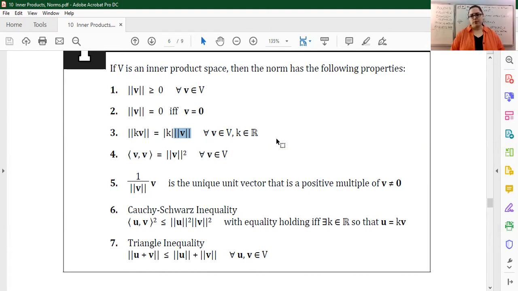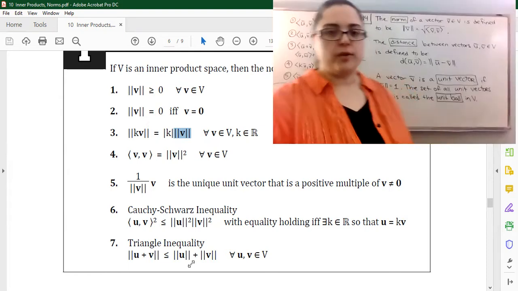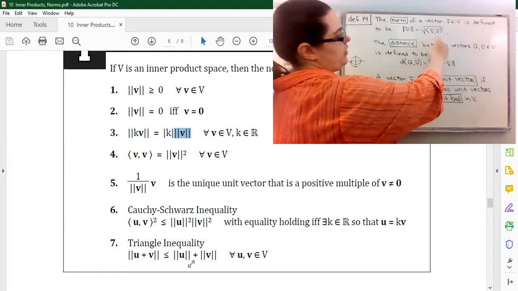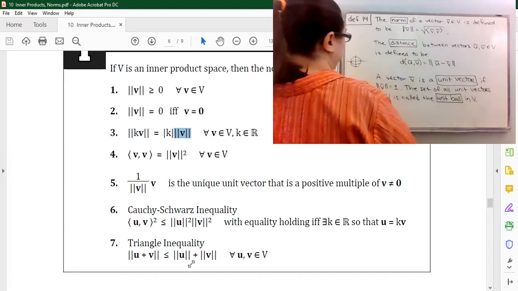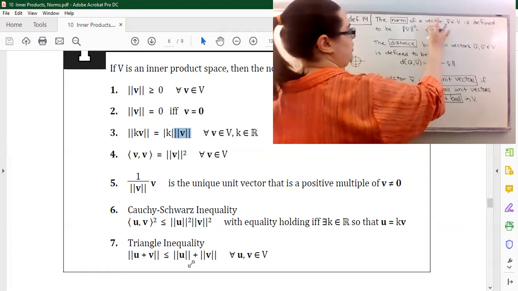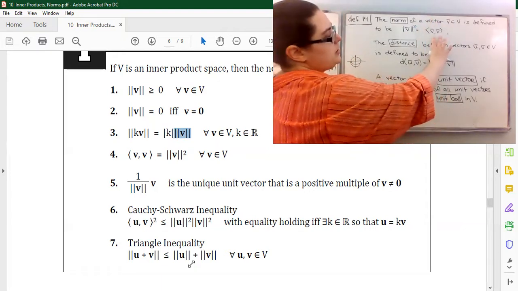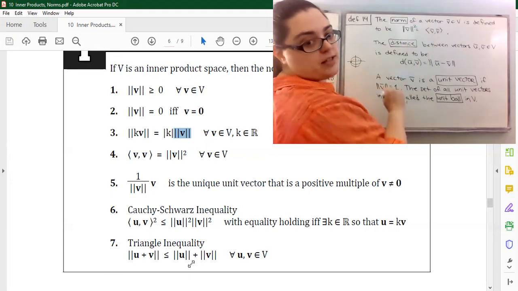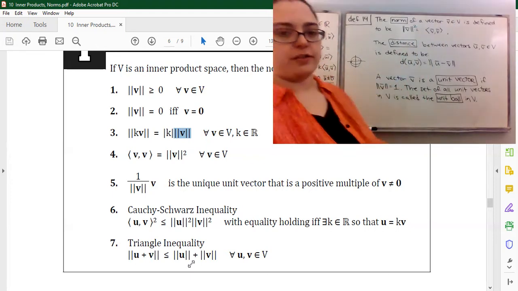Property 4 is just a rewriting of our definition. Let me make myself big so we can look at the board for a second. In our definition, we have that the norm is equal to the square root of the inner product. If I wanted to, I could square both sides and get this property that the inner product is equal to the norm squared, right? That's all that the 4th property is saying. It's just a rewriting of the definition.